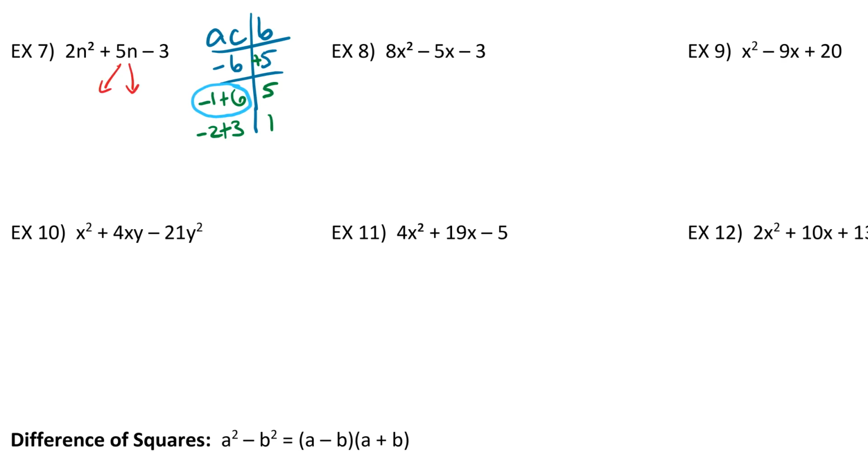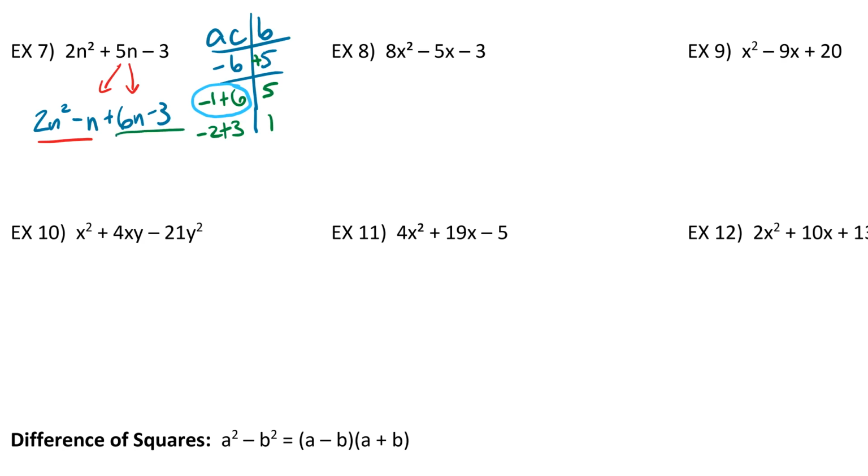And then we can go ahead and split B. So 2n squared comes down, minus 1n, or just n, plus 6n minus 3. And then we can do our grouping.